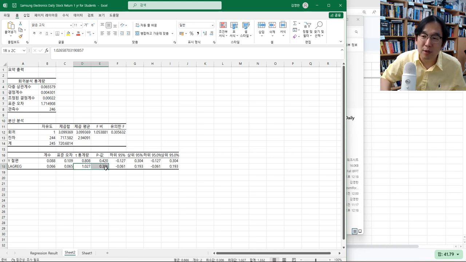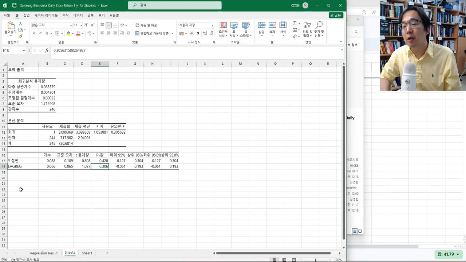Now, what we care about is a t-statistic or p-value. So to simplify our discussion, let's look at the p-value. The significance level, okay? Let's put it 1% significance level. But the p-value is like 30%. So it's much bigger than our significance level of 1%. So we cannot reject the null hypothesis that this lag return has no predictive power about the future returns. So that supports our weak form efficient market hypothesis. So that's the evidence, okay?